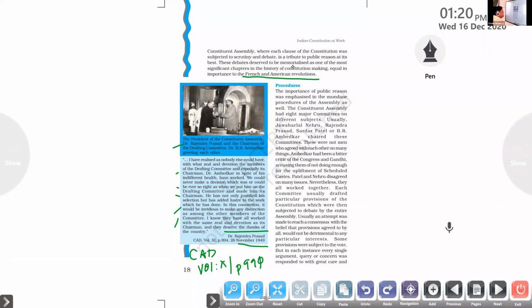Ideas are different. Don't think that all these people believe anything blindly or swallow any suggestion from others without water. No, not something like that. They will think clearly about the thing. They will think about the reason behind it. These were not men who agreed with each other on many things. Ambedkar had been a bitter critic of the Congress and Mahatma Gandhi.